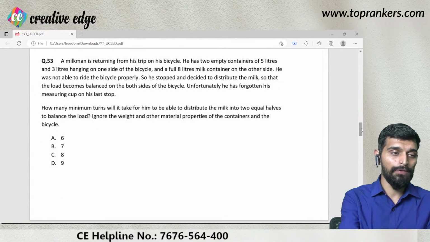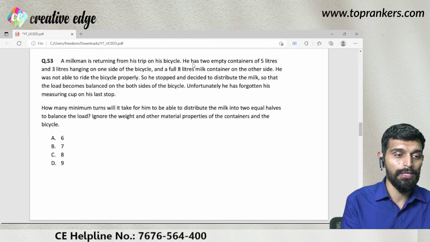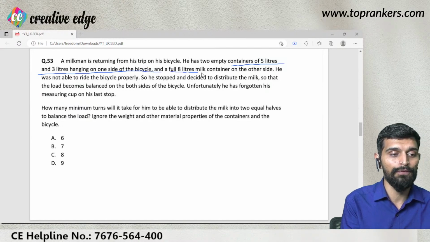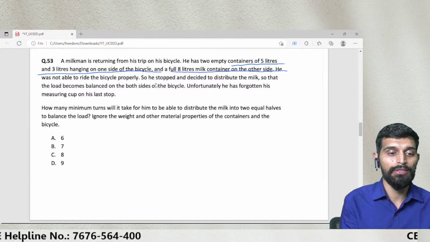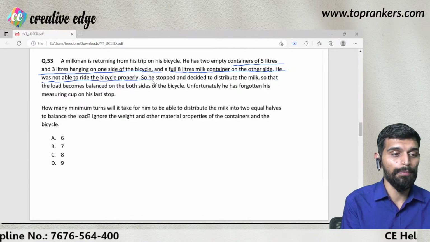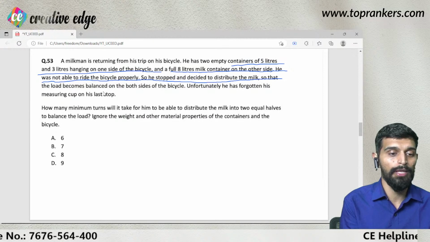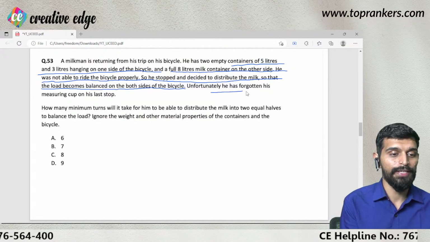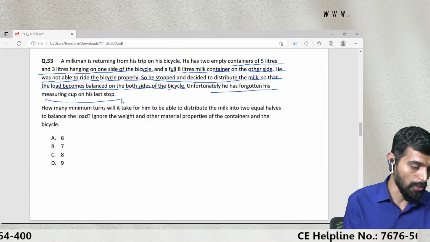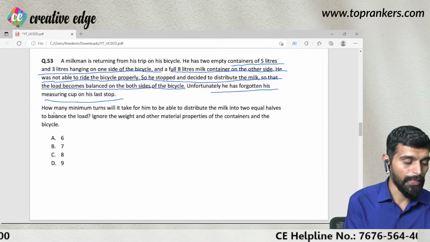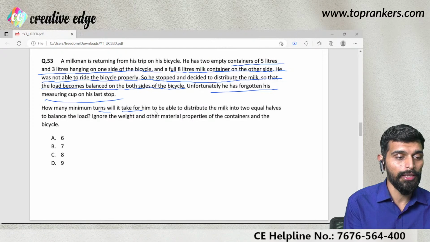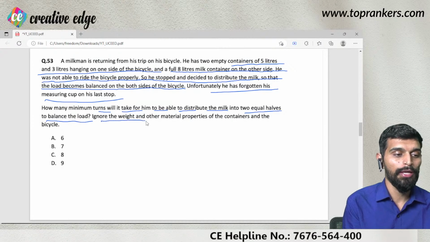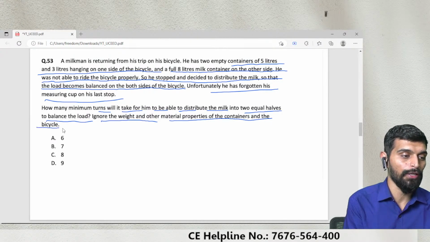A milkman returning from his trip on his bicycle has two empty containers of 5 liters and 3 liters hanging on one side of the bicycle. A full 8-liter milk container is on the other side. He was not able to ride the bicycle properly, so he stopped and decided to distribute milk so that the load becomes balanced on both sides of the bicycle. Unfortunately, he has forgotten his measuring cup on his last stop. So how many minimum turns will it take for him to distribute the milk into two equal halves to balance the load, ignoring the weight and other material properties of the container and the bicycle?